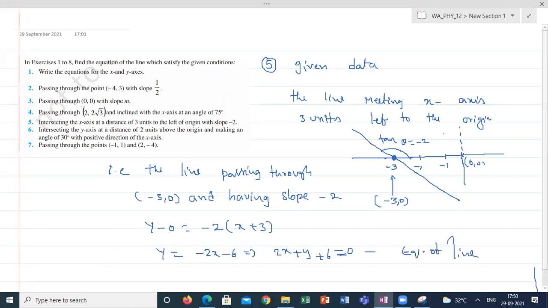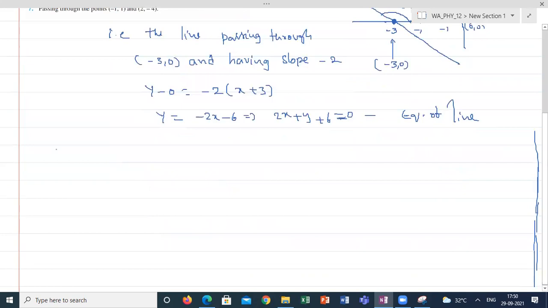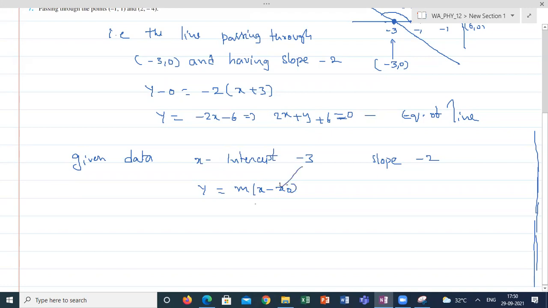The same question, I may discuss from a different point of view also. If I know the x-intercept, because indirectly they gave the x-intercept. Given data: x-intercept is -3 because it is left of the origin. Slope is -2. So if I'm using the x-intercept and slope form, y is equal to m into (x minus x naught), where x naught is the x-intercept. So y is equal to -2 into (x minus of -3), which is x plus 3. From here I can say 2x plus y plus 6 is equal to 0 is the required equation of line.